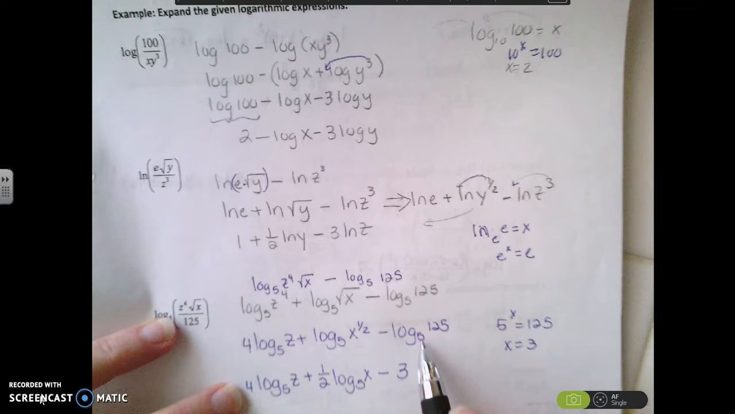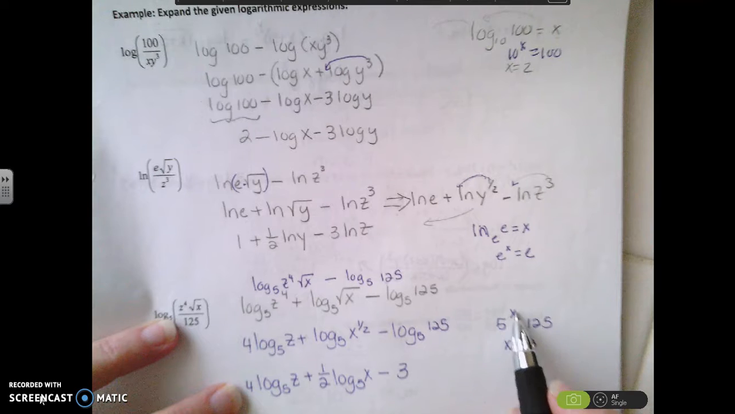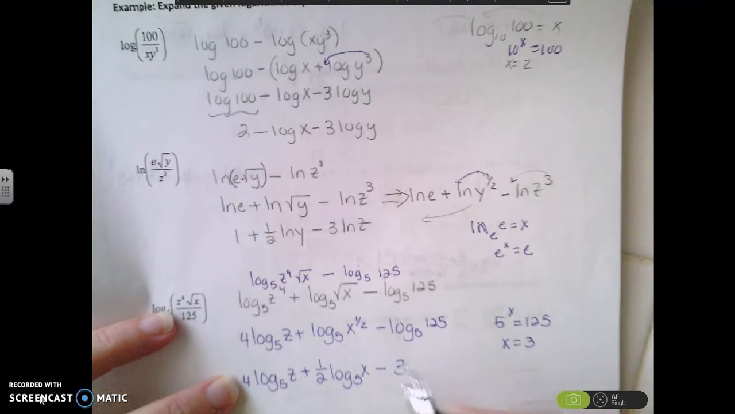And then again, we've got to remember our properties here. So 5 to some power equals 125. So x would equal 3. So this whole term here equals 3. So this is our final expanded log.